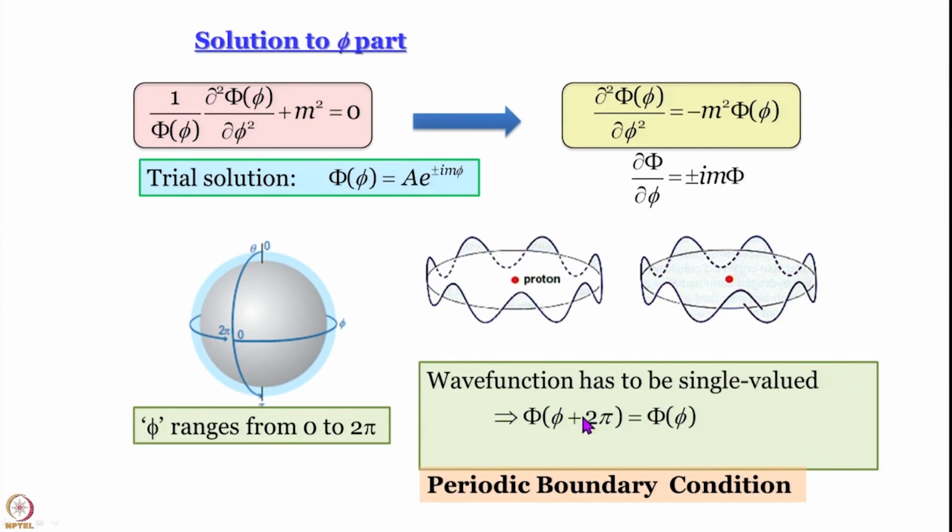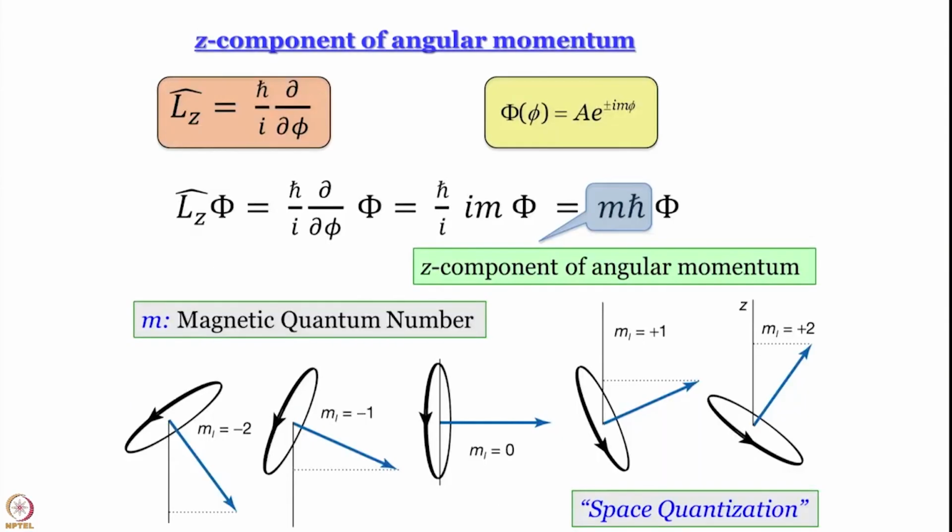Because you start from phi, go around a full circle, and come back to the same point. As we discussed while talking about Born interpretation, these wave functions have to be single valued in order to conform with the Born interpretation. So, that is what gives rise to this periodic boundary condition. And what we discussed earlier is that this is what leads to quantization of M. M can only take up values of 0, plus minus 1, plus minus 2 and so on and so forth.